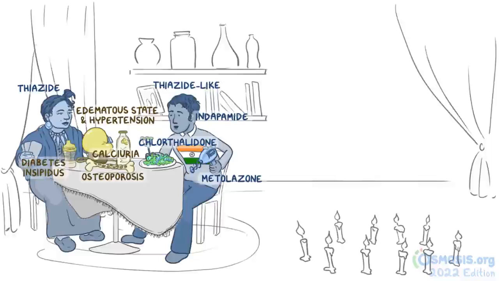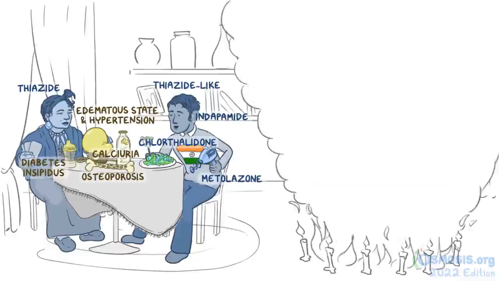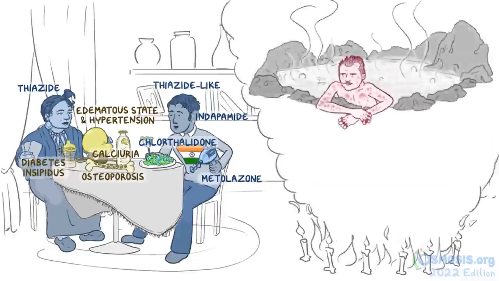The side effects will be represented by the ghost they summon. This ghost with red rashes is sitting in a hot spring with the sulfuric smell of rotten eggs, because these medications can cause a reaction in people with a sulfa allergy. His fingers are swollen with uric acid crystals sticking out for hyperuricemia and gout.